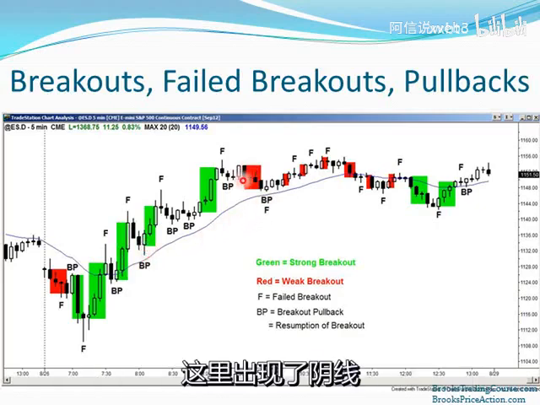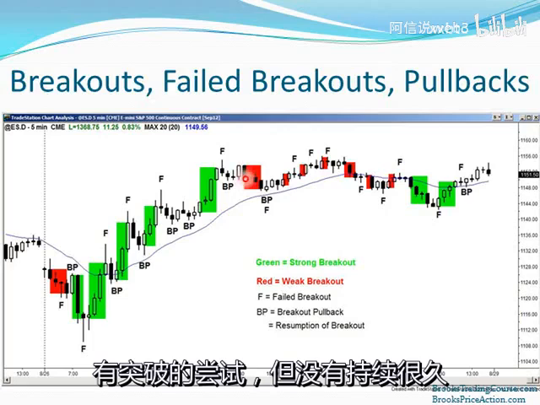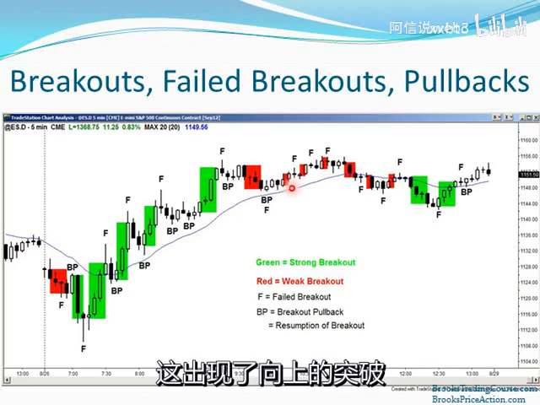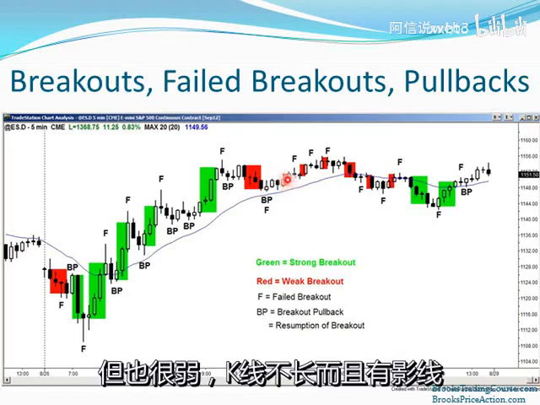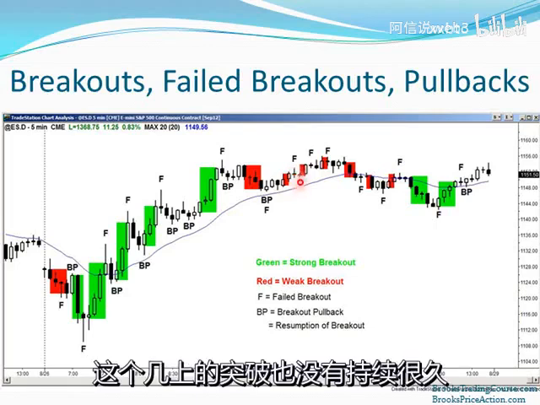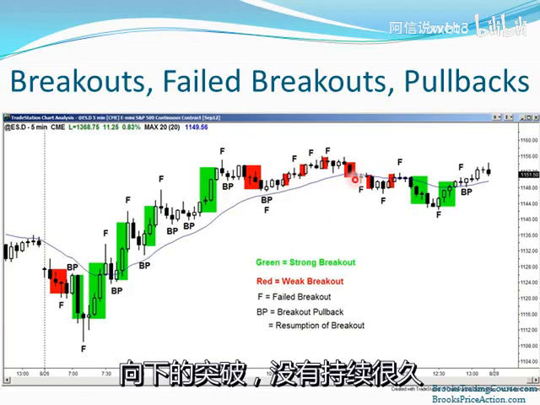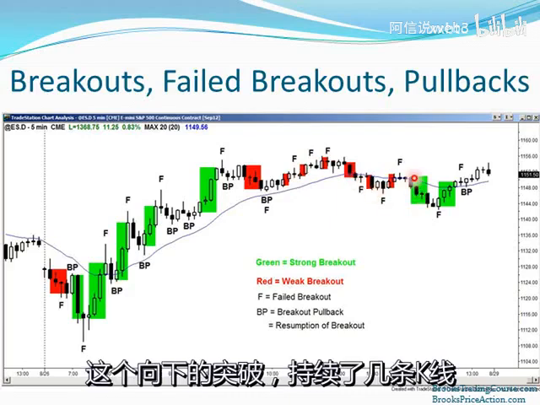Here we have bear bars, so they're attempts to break out, but they're not going very far. Here we have a bull breakout, but it's also very weak. Small bars and tails. It did not go very far. Here's another bull breakout. Did not go very far. Bear breakout did not go very far.